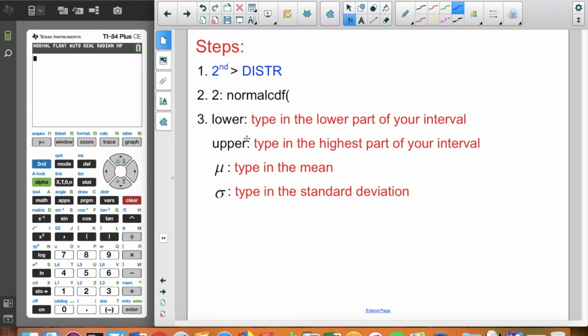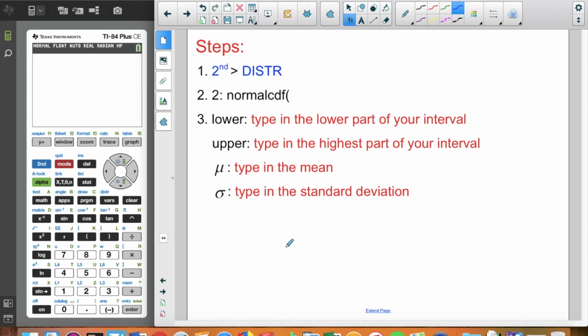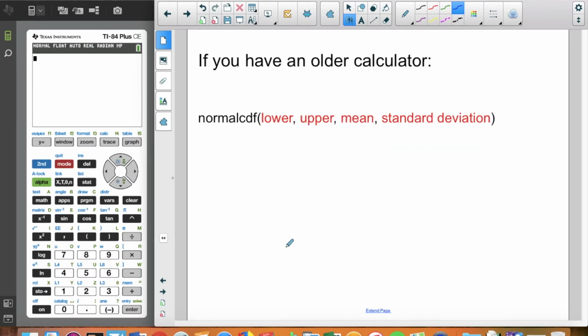Okay, so here are the steps. First, you press second, which is right here. Distr, which is distribution, which is right here. And then we go to 2, which is normal CDF. We're going to get to typing everything in there in a moment. Okay, now if you have an older calculator, it might look different than mine. You might have to use commas in this order of your information. And I am going to show you how to do it using Delta Math later.